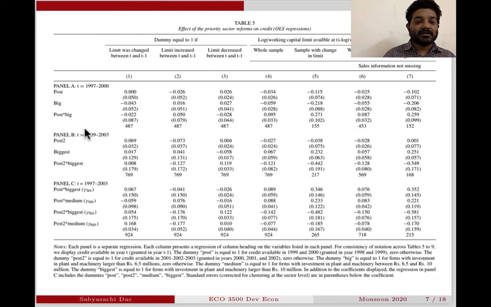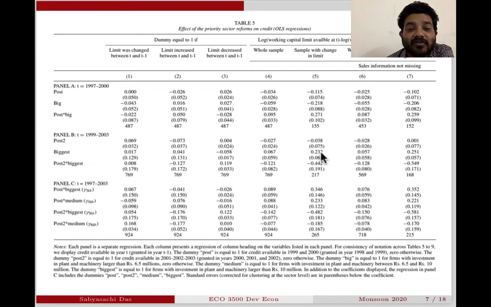Now we are comparing the regulation credit expansion period with the post expansion period, where the credit should contract for those big firms. They call these firms between 10 and 30 million the biggest firms. And again, what you see is that you get a negative coefficient. Their capital growth rate became slower by 12 percentage points in the post 2 period, relative to the other firms.